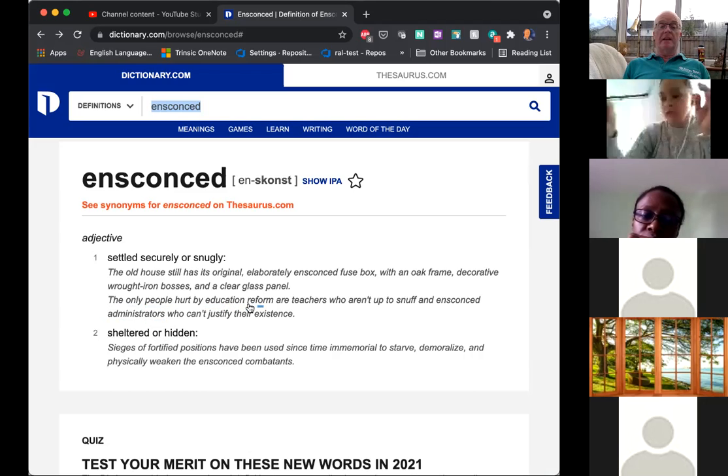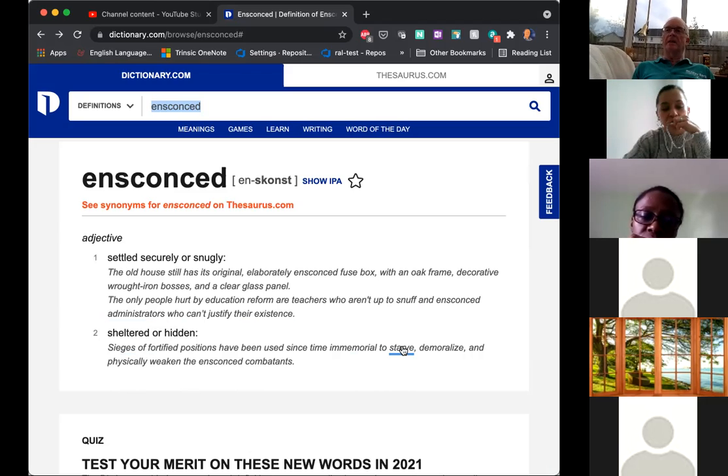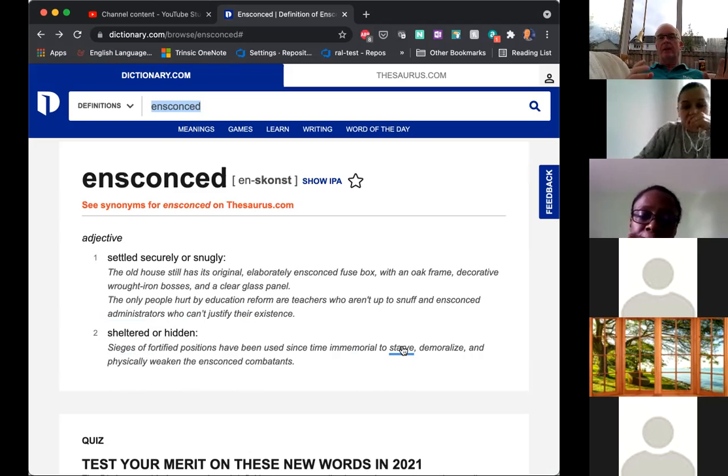And so this statement is saying that education reform is a good thing, but teachers don't like it and administrators don't like it. Administrators who are ensconced, either too settled, and they're too comfortable. Ensconced is being used in a negative sense here, but it doesn't have to be. It can describe, you know, a little rabbit ensconced in its warren, a nice beautiful picture. It's the idea of being protected and safe.